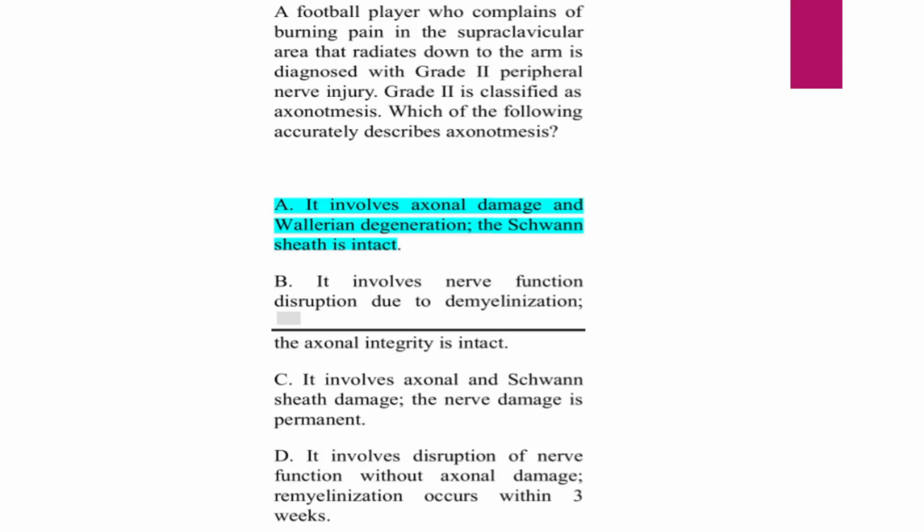In this playlist of Let's Crack NPTE National Physical Therapy Exam, we will discuss the next 10 MCQs.